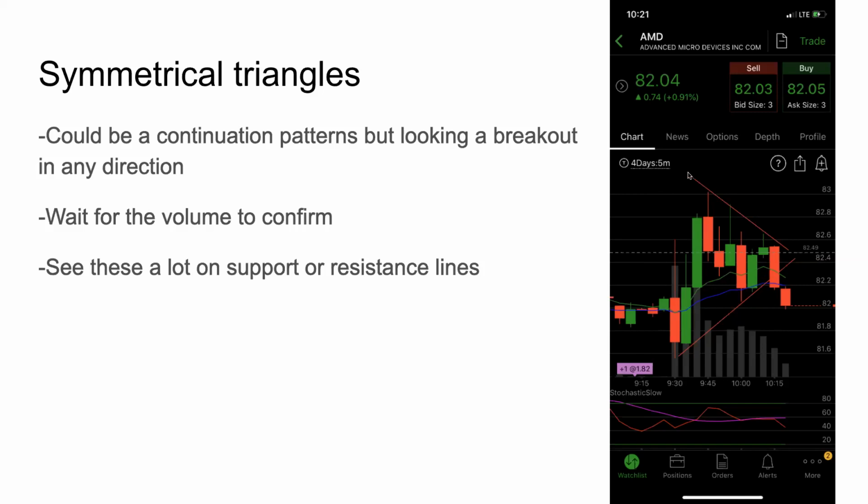We have that resistance line going down, support line going up, and it's equal. It's an equal triangle, but there's no move. See right here, the stock was flat, and then we have it form a symmetrical triangle. So the breakouts can happen any way. There's no bearish symmetrical triangle or bullish symmetrical triangle. You just have to wait to see where the stock goes. I see symmetrical triangles happen a lot on support or resistance lines. You have to be patient with these because you can get faked out.